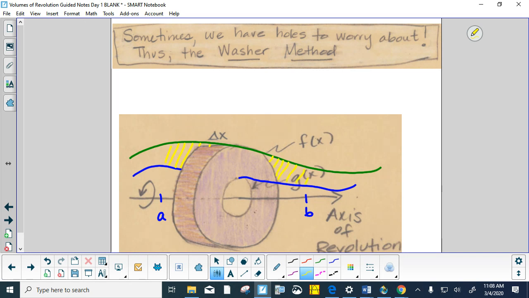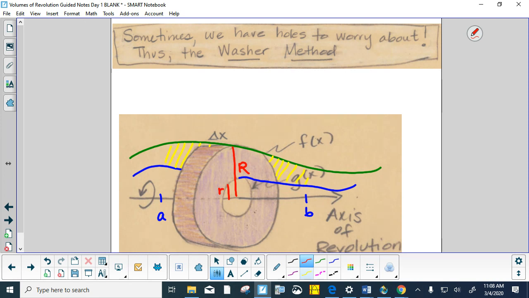Around the axis of symmetry, or axis of revolution. Okay, so what we're going to do is we know how to do the disk. Do I know what this radius is? From the upper function to the axis of rotation, that's r, isn't it? Yes? Okay, and this would have its own radius. We're going to call it little r.